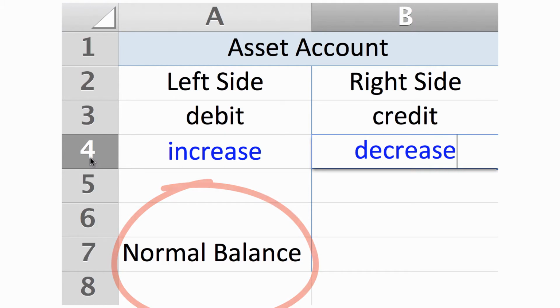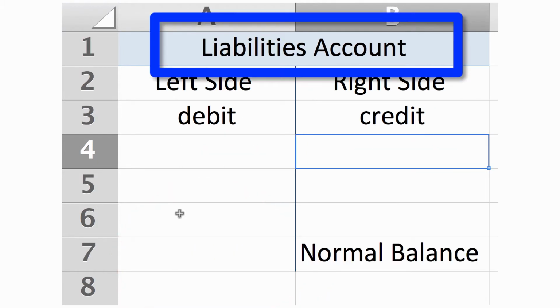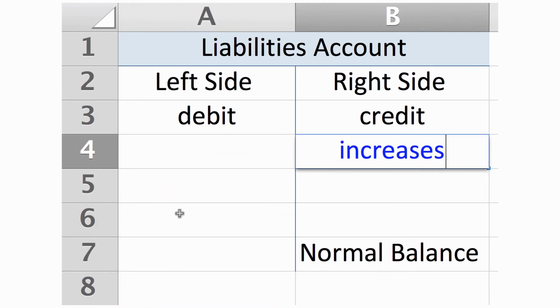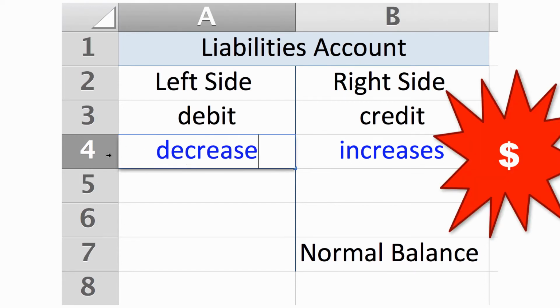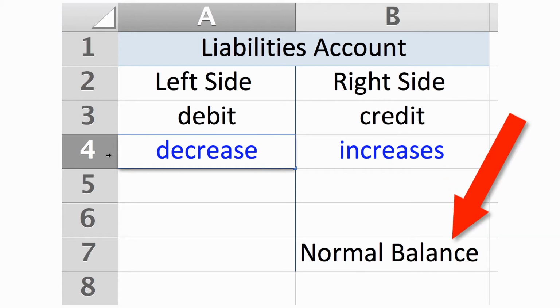on the debit side. A liability account increases on the credit side and decreases on the debit side. This indicates that you owe money. The normal balance on a liabilities account is carried on the right side or the credit side.